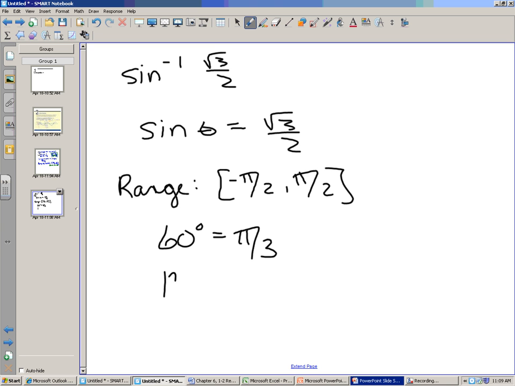What's it going to be? 120, which is going to be 2 pi over 3. Now, this is what your brain's going through. Your brain is finding all of these angles. And then what does your brain have to eliminate? The ones that are not in quadrant 1 and 4. Well, what angle does not lie in quadrant 1 and 4? This is not in the range.